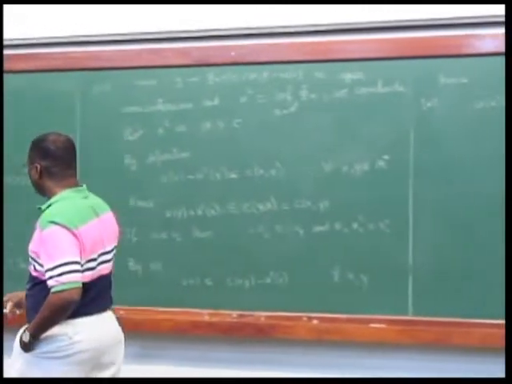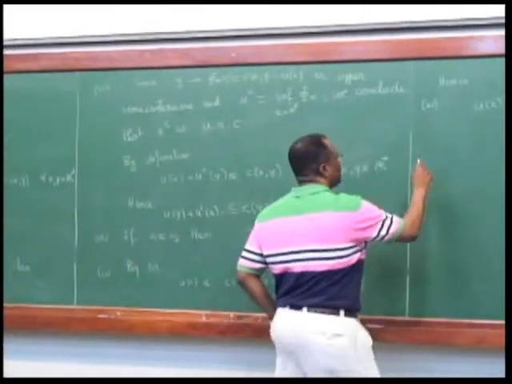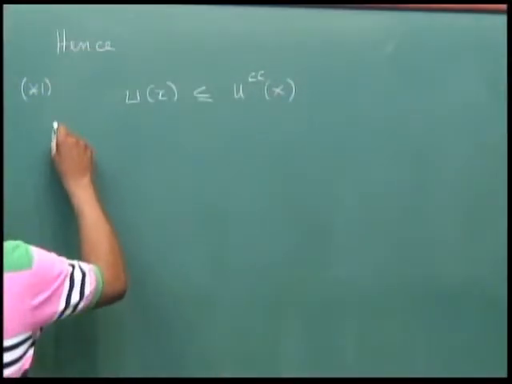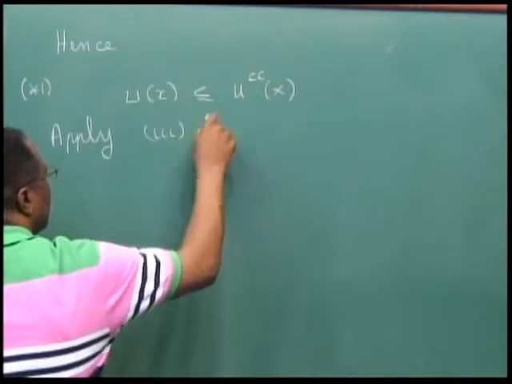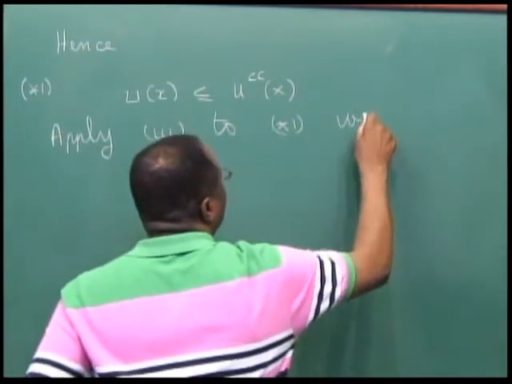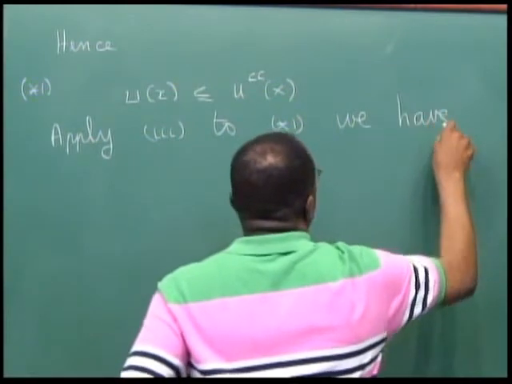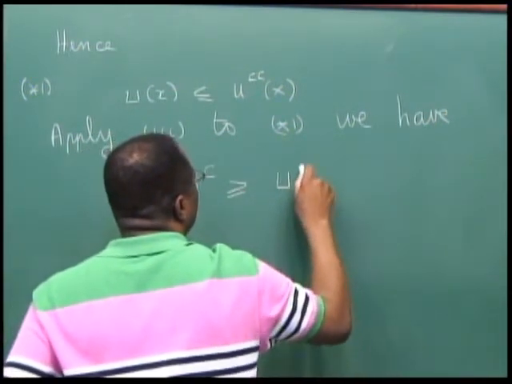I am going to apply 3 to star 1. Applying 3i to star 1, we have that u^c is bigger than u^ccc.